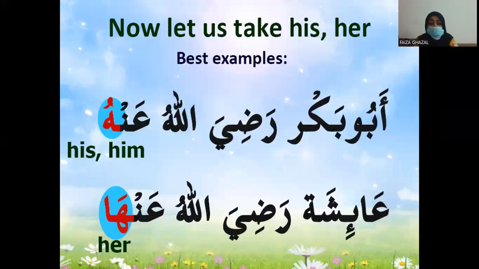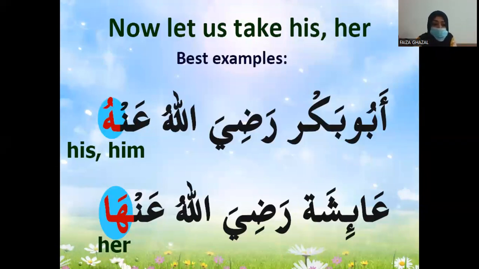We take some examples of male and female sighas. We usually say for the male sahabas, anhu. Let's take an example of Hazrat Abu Bakr radiyallahu anhu, may Allah be pleased with him. Same goes for female. If we do it for female, we take a name like Hazrat Aisha radiyallahu anha. Ha is for that female, may Allah be pleased with her.